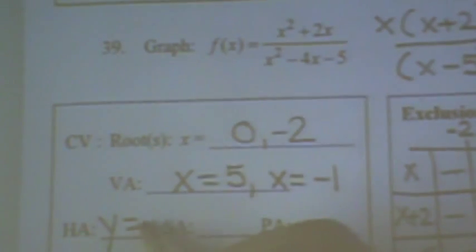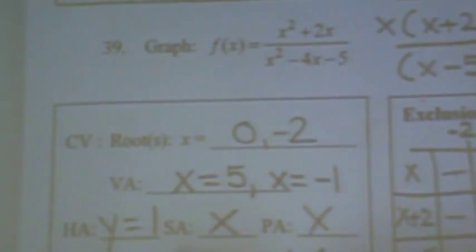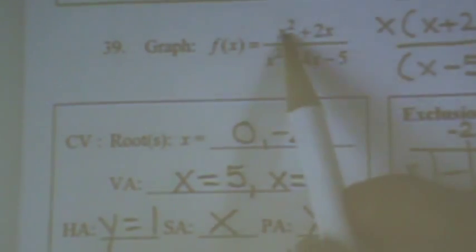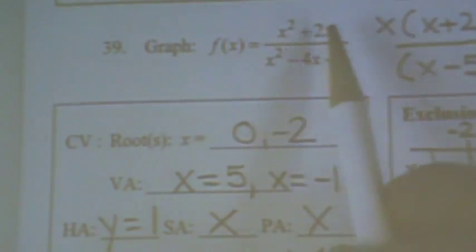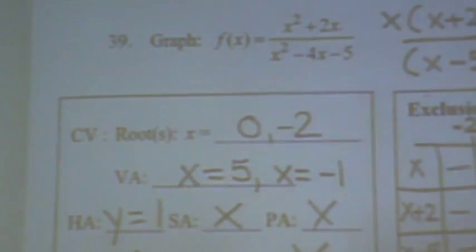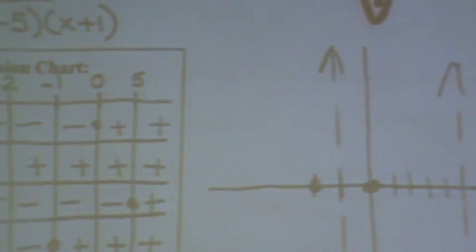This one, the degrees are exactly the same. So y equals what? Anybody? 1. And if you put a 0 here and a 0 here, you get 0 over 0, which you already had a root at 0. So let's put y equals 1.